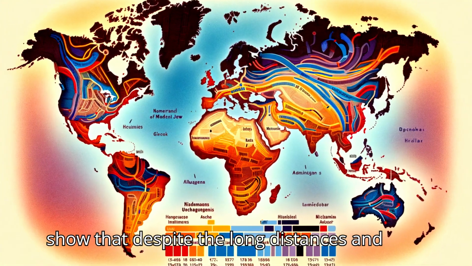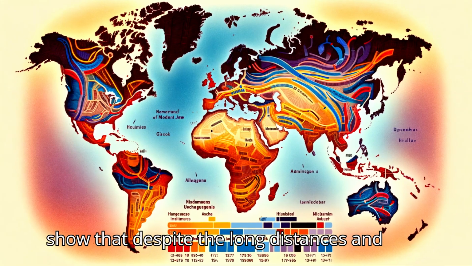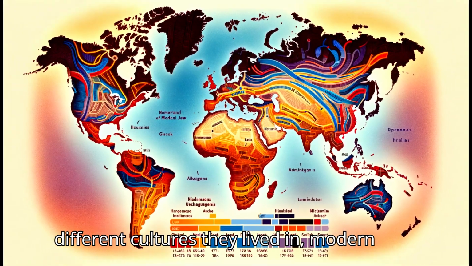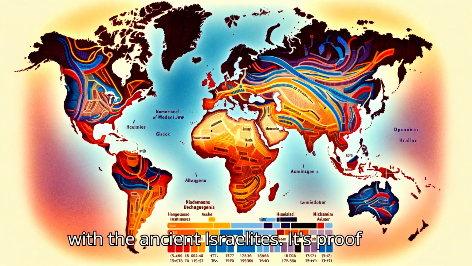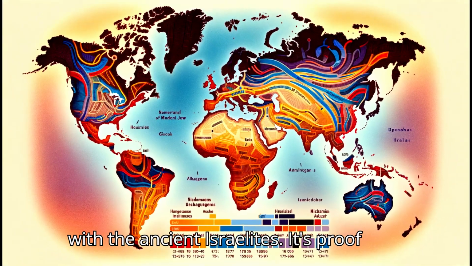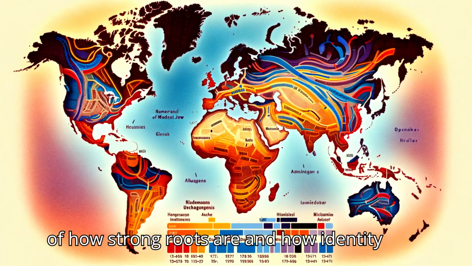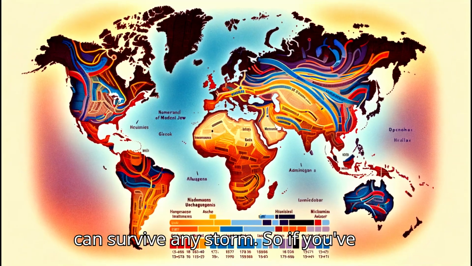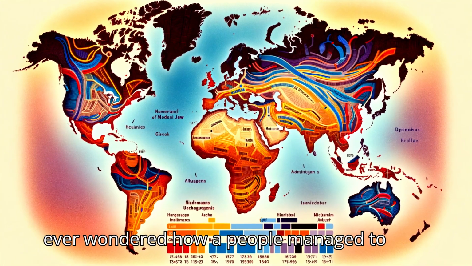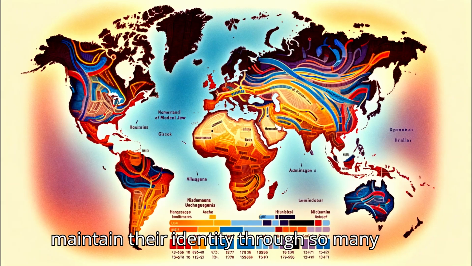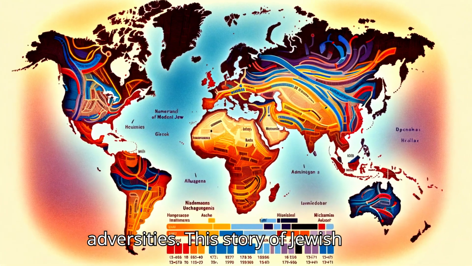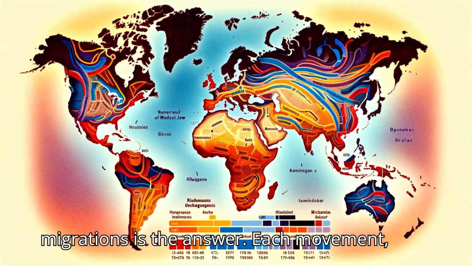Current genetic studies show that despite the long distances and different cultures they lived in, modern Jews still have a deep genetic connection with the ancient Israelites. It's proof of how strong roots are and how identity can survive any storm. So, if you've ever wondered how a people manage to maintain their identity through so many adversities, this story of Jewish migrations is the answer.